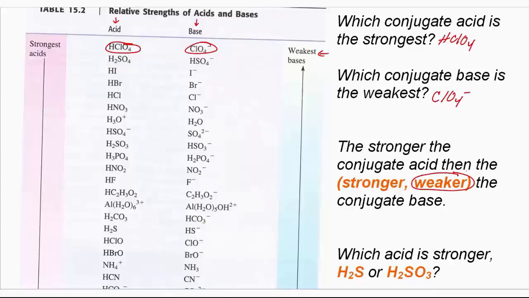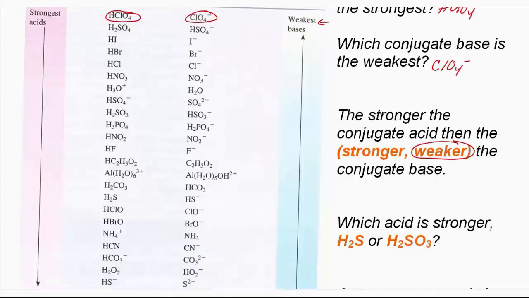Which acid is stronger, H2S or H2SO3? Let's see if we can find them. H2S is on the acid side. Where is it? Here it is. Here's H2S. And H2SO3 is right here. So which one is stronger? H2SO3 is higher in the chart.